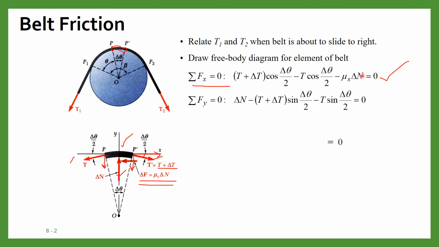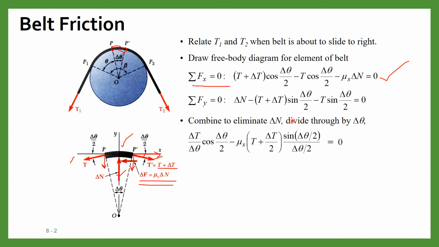Now we can solve for delta N from this equation and put it in the second equation. Then finally you will obtain this equation, and when you further divide by delta theta, this is your final equation: delta T by delta theta, cos delta theta by 2, minus mu s (T plus delta T by 2) into sin delta theta by 2 divided by delta theta by 2.